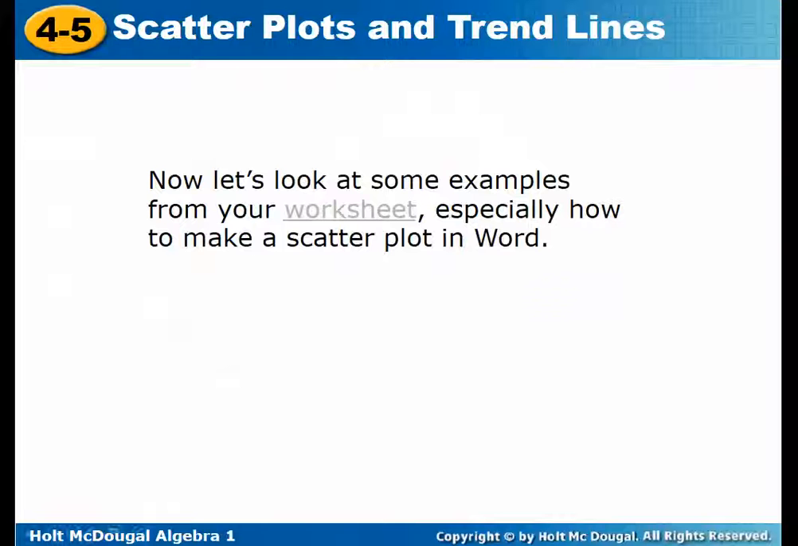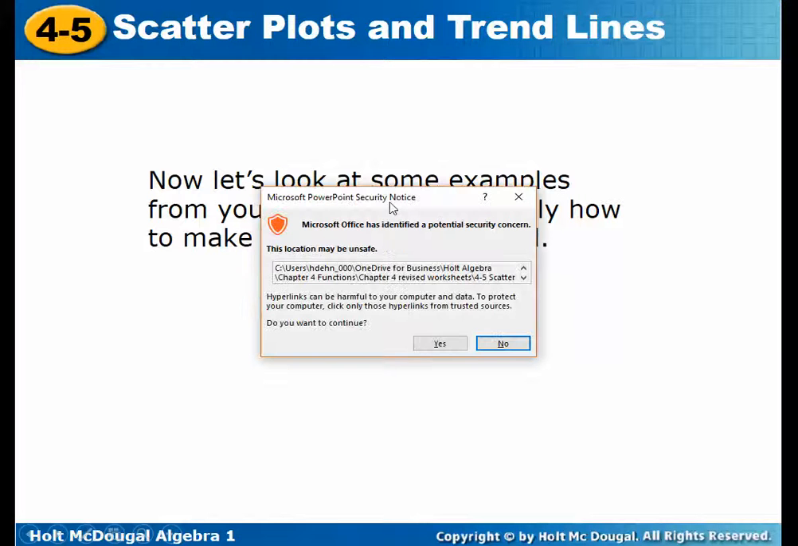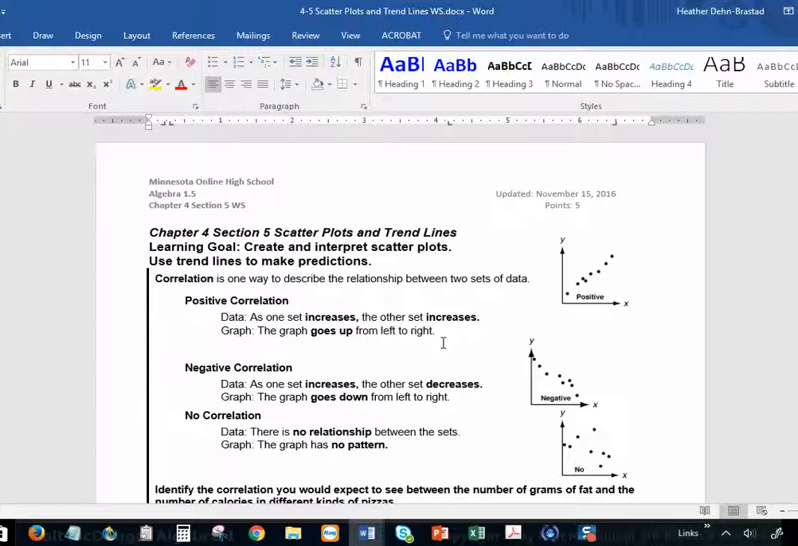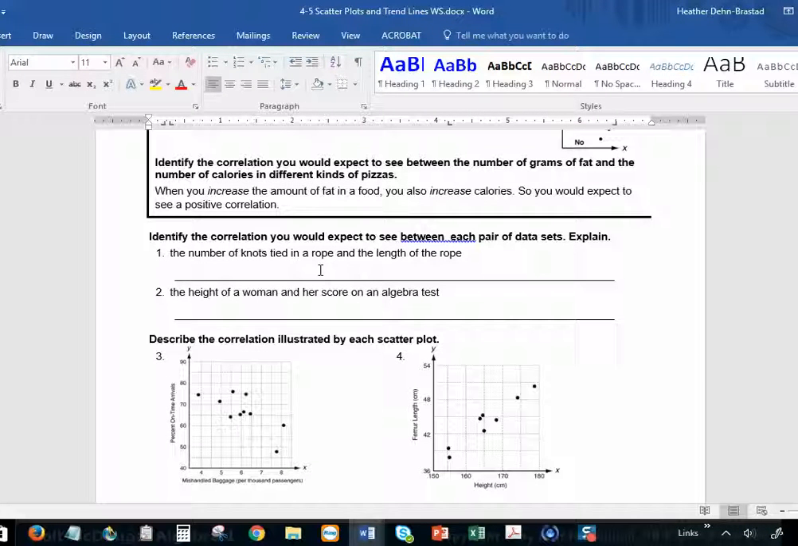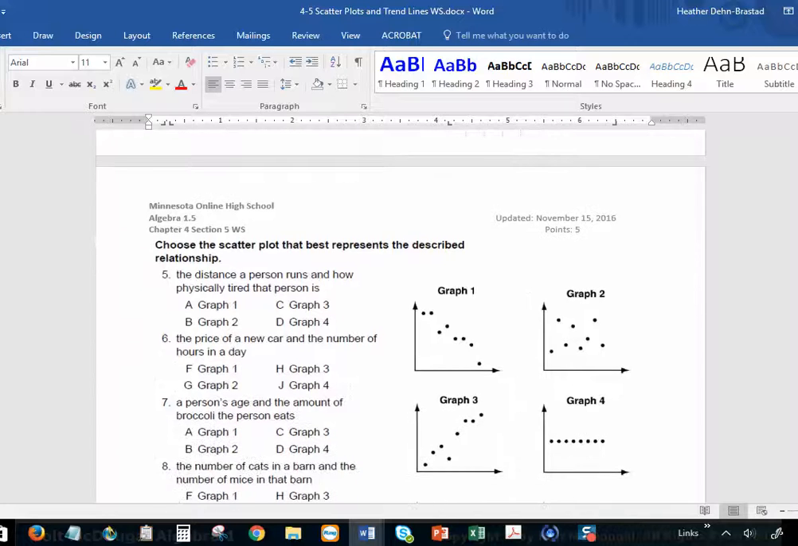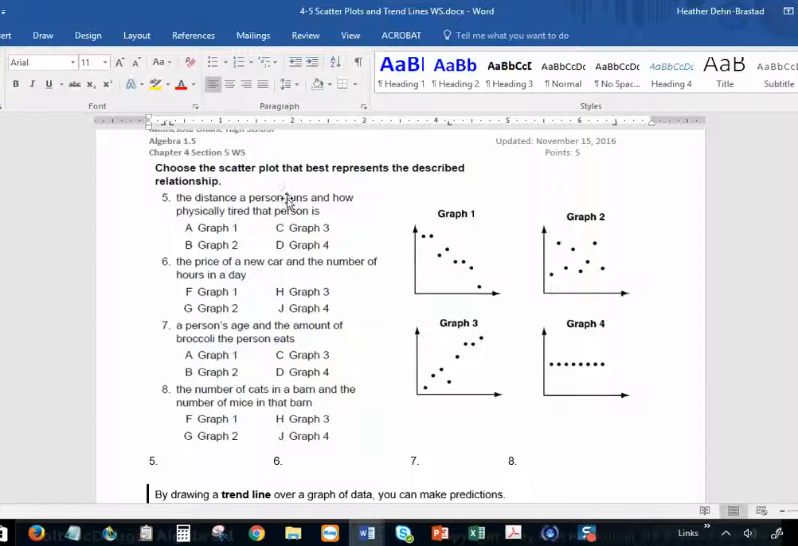All right, now we're going to look at the worksheet because there's some questions on there where you have to make your scatter plot or draw your trend line, and I want to show you how to do that. All right, so here is your worksheet. Your worksheet has some information reminding you about the different kinds of correlation, and you're asked to identify whether you'll see positive, negative, or no correlation between some pairs of data sets. Those are pretty basic. And then there is a matching. You have to choose the scatter plot that best represents the described relationship.